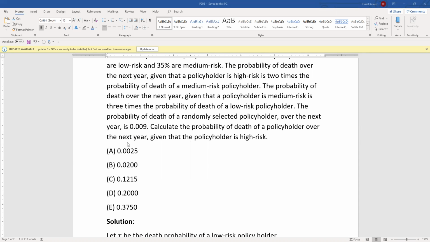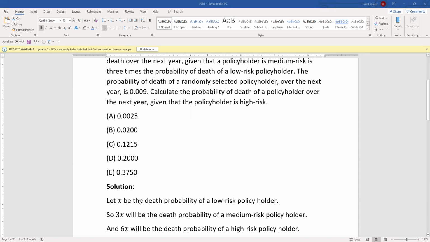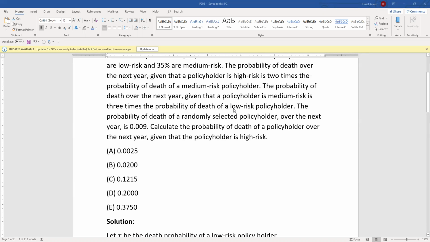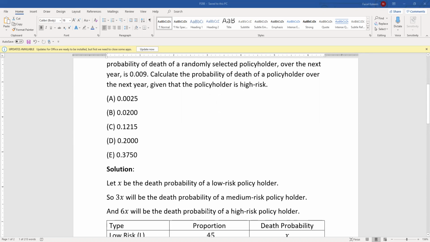So low risk has the lowest death probability. So let's call that X. X is the death probability of a low risk policyholder. And then we are told that medium risk is 3 times more probability of death than low risk. So 3x will be the death probability of medium risk. And then we are told that the high risk is twice the medium risk. So high risk is 2 times probability of death. So if 3x for the medium, then high risk will be 2 times this, will be 6x.